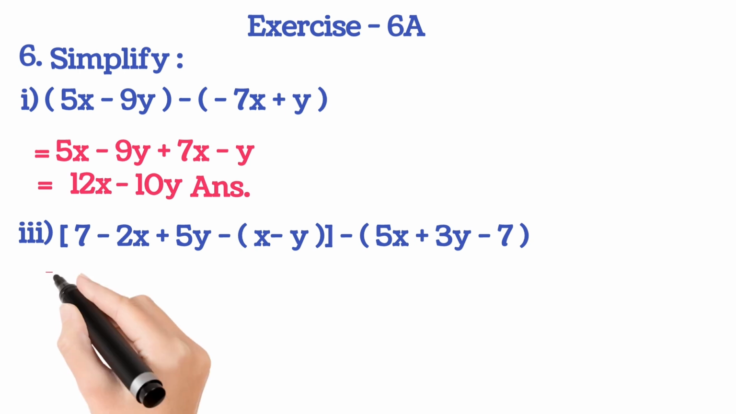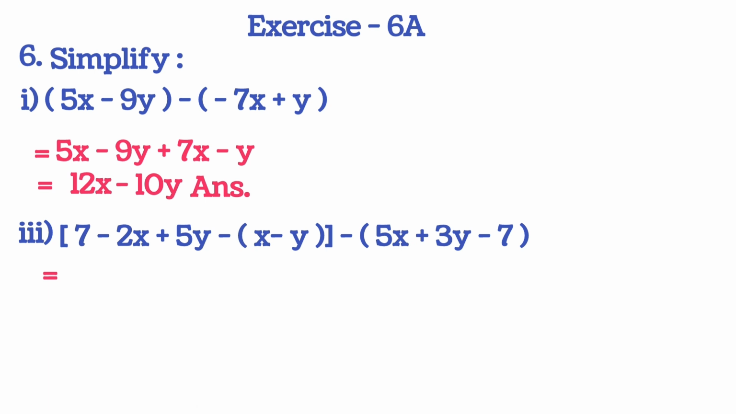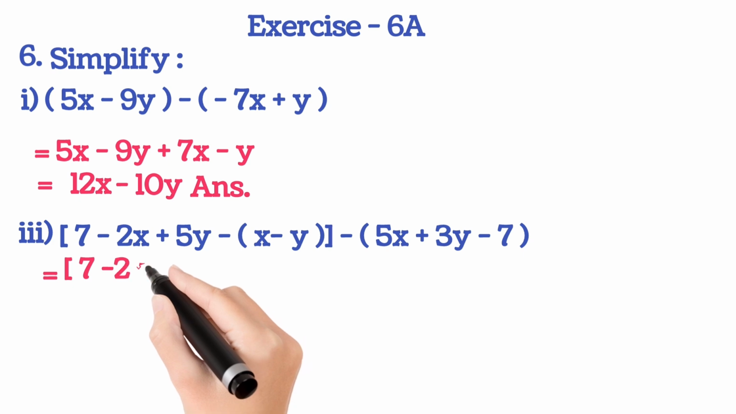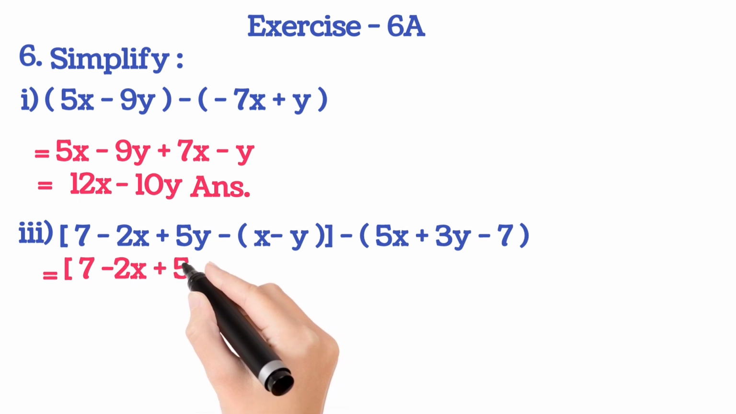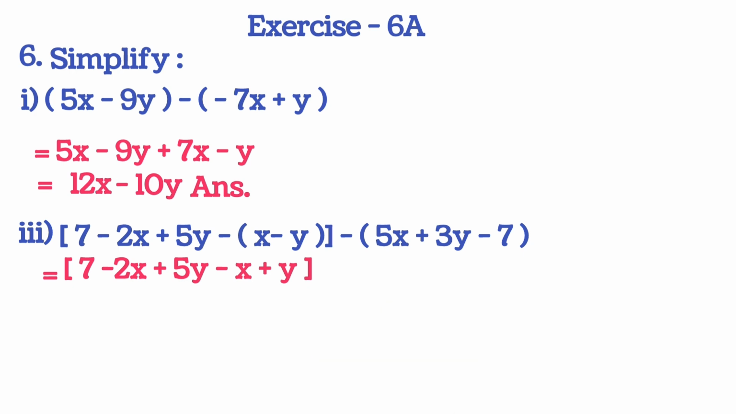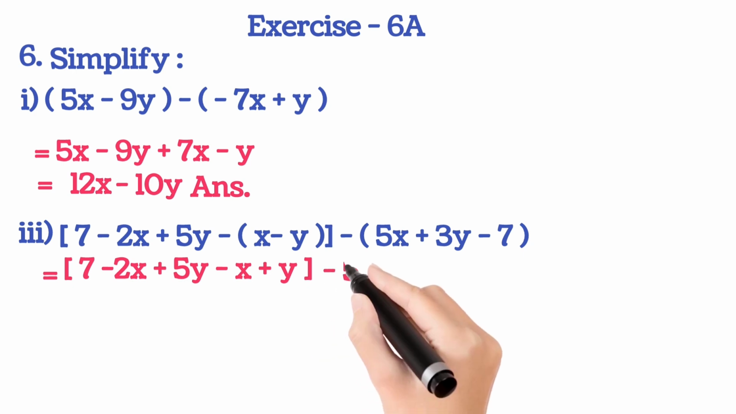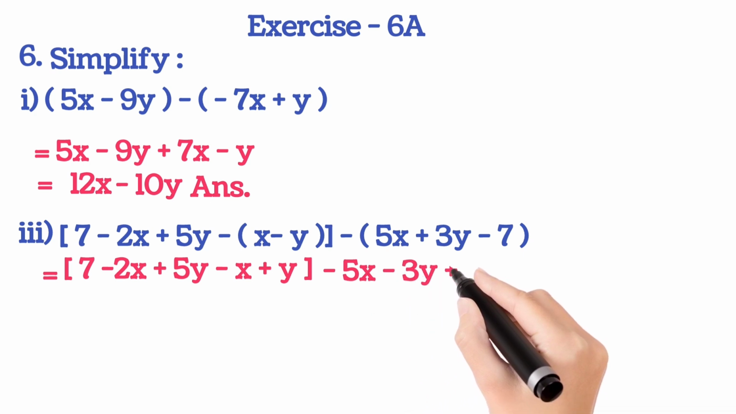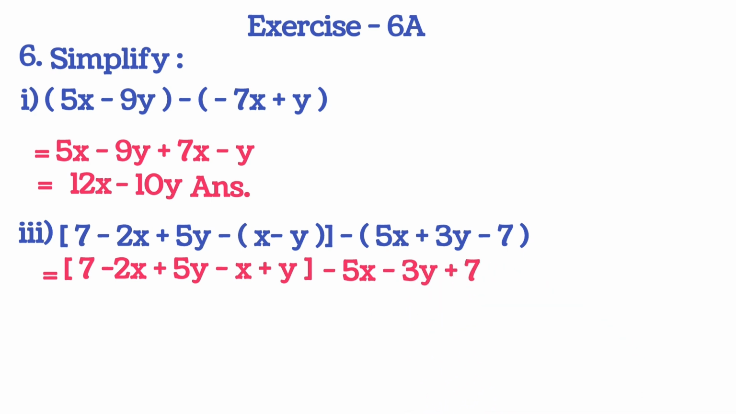Now, as the next step, we will remove the first bracket, means we will do the work of the first bracket. Minus 7 minus 2x plus 5y minus x and minus minus plus y, third bracket close. Now minus 5x minus plus minus 3y minus minus plus 7. So remove this bracket also.